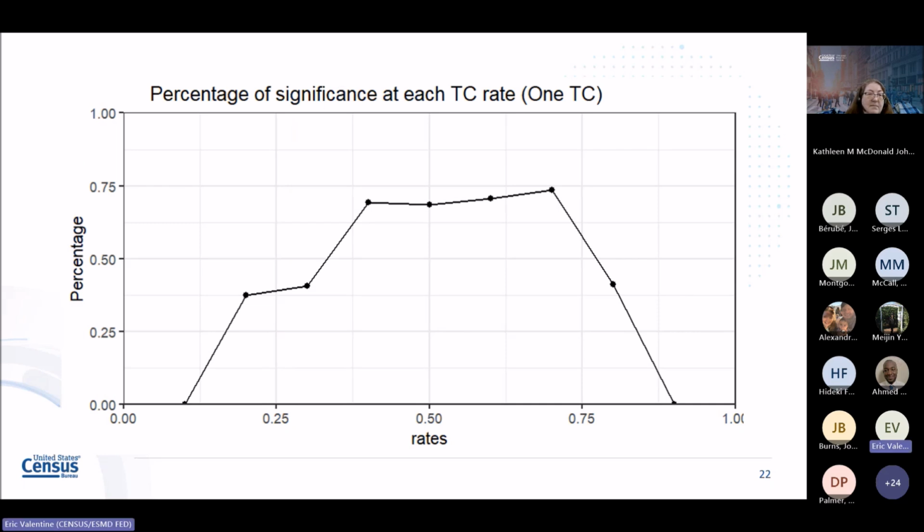I did look at the cases where there is only one TC. Exactly one TC was detected under the lower rates, 0.1 to 0.4, at least under the higher rates. Just out of curiosity, I looked at the percentage of times a rate was significant for the regression sets it generated. The best percentages were rates 0.4 to 0.7, and 0.7 had the highest percentage.